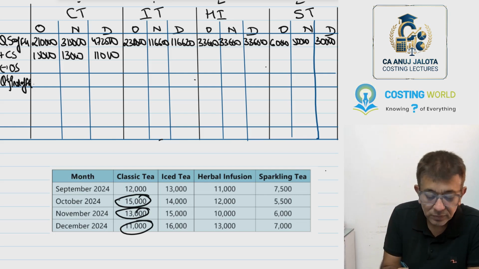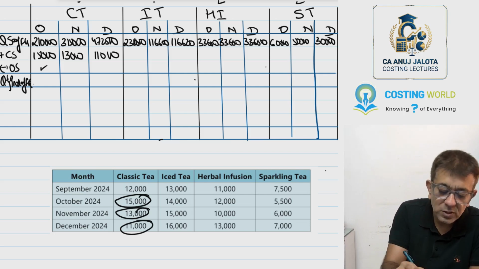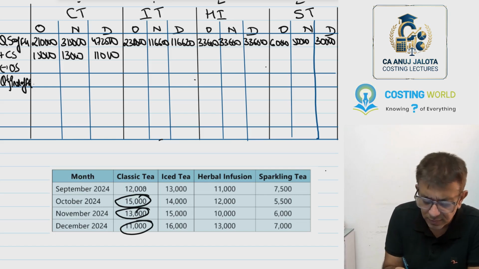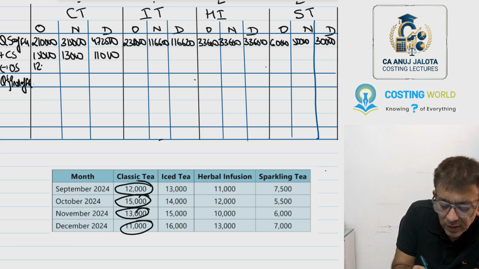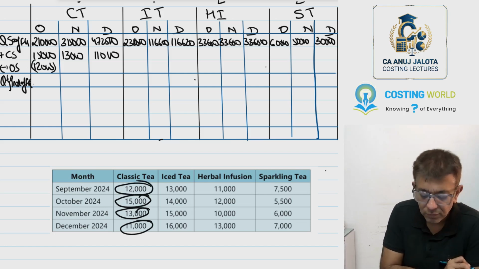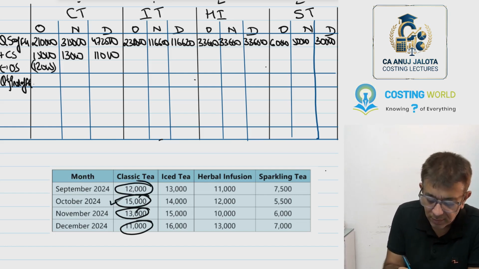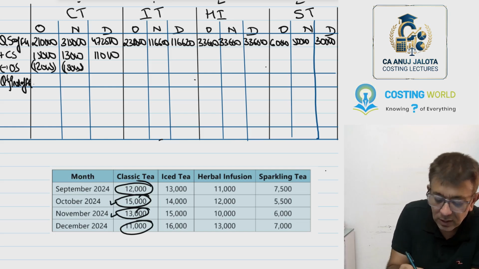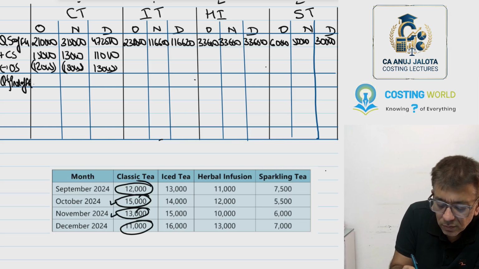You'll understand. Opening stock of October will be closing stock of September. That's this figure, 12,000. Then opening stock of November will be closing stock of October, 15,000. And this figure will be 13,000. I guess that's it. My job is altogether done.